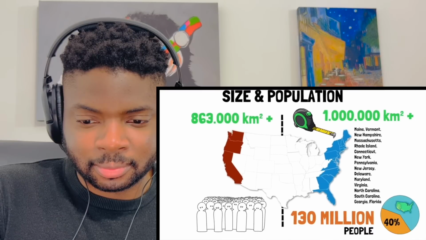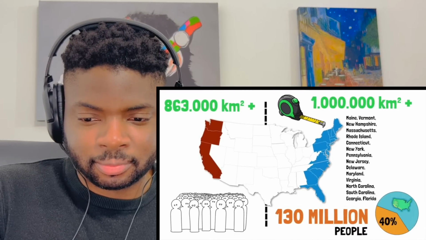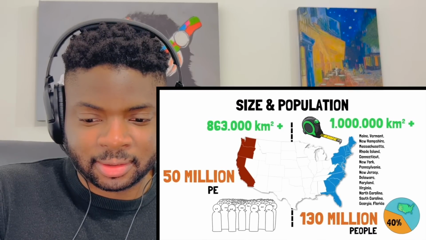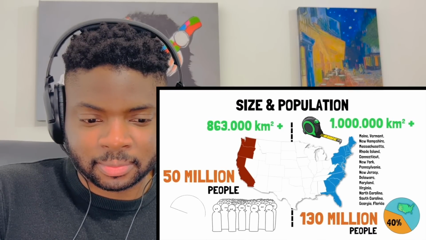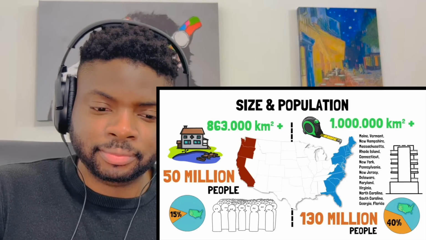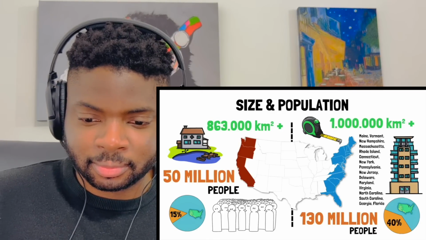Now, it is smaller, but not that much smaller, which means that these 3 states are much bigger than many of the other 16, and its population is around 50 million, less than half, almost only 1/3 of the East Coast's, only 15% of the country's total. It's interesting that the sizes aren't that different, with the East only being slightly bigger, but much more populated, showing us how population density in the East is much higher than the West.